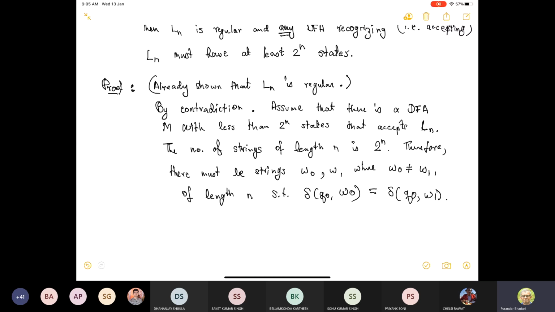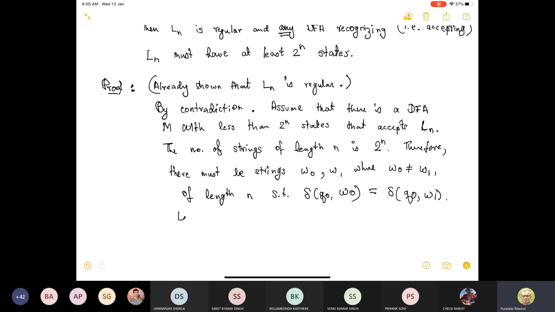Why is this the case? Because if for every 2 distinct strings we had distinct target states or ending states, then there would be 2 to the power n states. And by assumption, we have less than 2 to the power n states, okay? So this is a simple application of the pigeonhole principle, right? Because there are 2 to the power n strings and we have less than 2 to the power n states, at least 2 different strings will take us to the same state, right? And let W0 and W1 be 2 such strings.